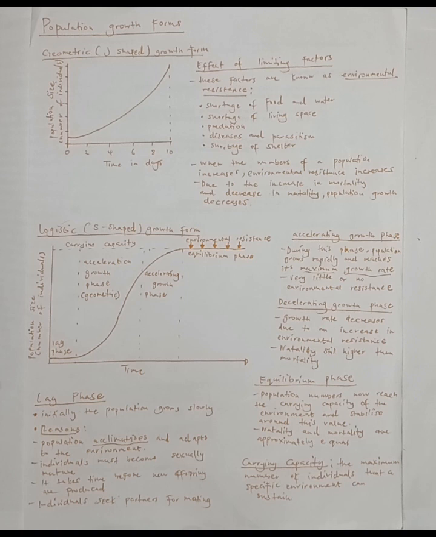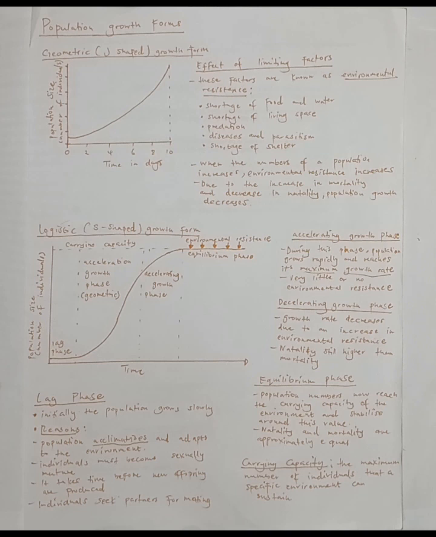Now we have effects of limiting factors on this geometric or J-shaped growth form. And these factors are also known as environmental resistance. So we have a few examples: shortage of food and water, shortage of living space, predation, diseases and parasitism, shortage of shelter. When the numbers of a population increase, environmental resistance increases. That means the number of a population is directly proportional to the environmental resistance.